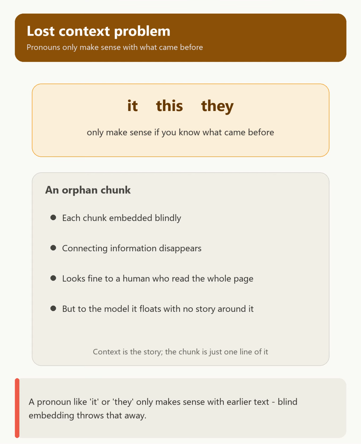People call this the lost context problem. A pronoun like it, this, or they only makes sense if you know what came before. When each chunk is embedded blindly, all that connecting information disappears. The chunk looks fine to a human who read the whole page, but to the embedding model it is an orphan, floating without the story around it.